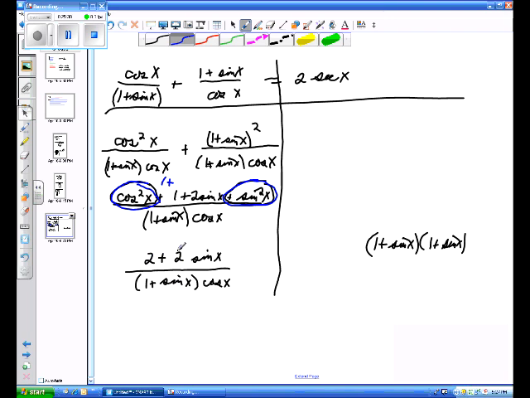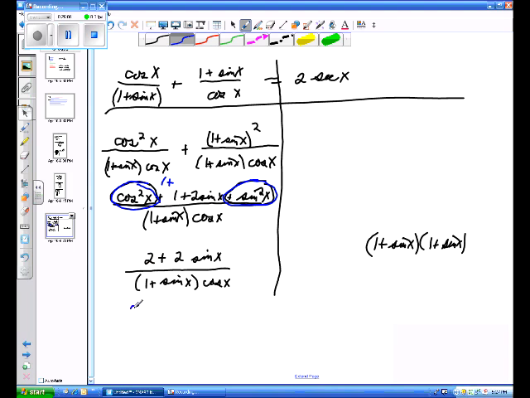Okay, now I'm looking at where I'm wanting to go. I'm wanting to end up with secant. And I know that secant is 1 over cosine. And I've got a cosine in the denominator, but I need to get rid of this 1 plus sine. It's kind of in my way. And the only way I can do that is if I can have a factor of 1 plus sine in my numerator. Well, notice I've got a common factor of 2.